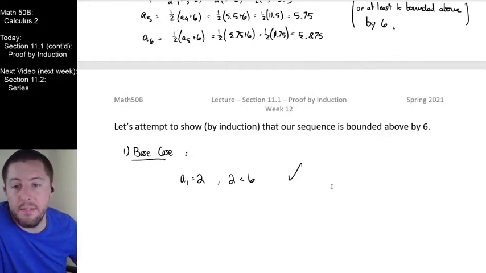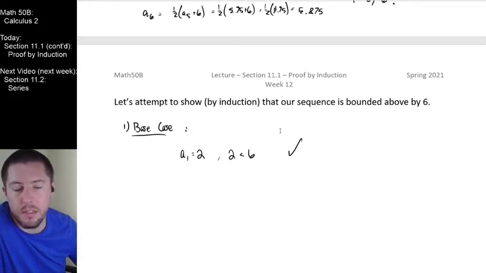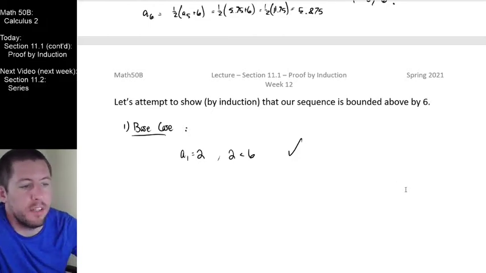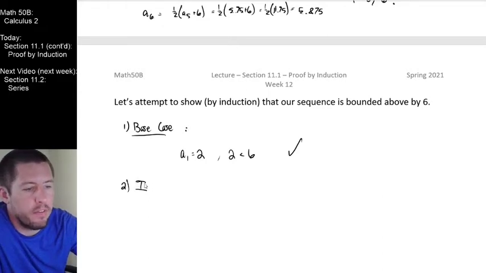We just wanted to show that for the first term in the sequence, our desired property held. The first term in the sequence was a sub 1 being equal to 2. The property we were interested in showing is that it was bounded above by 6. 6 is in fact a good upper bound for the number 2. That's it right there. The base case is rarely exciting. In fact, sometimes I struggle with the base cases because I don't even know what I'm supposed to be saying, because it's so obvious.